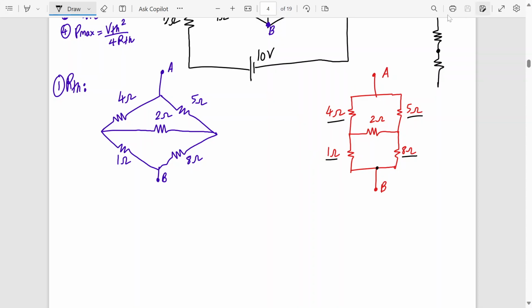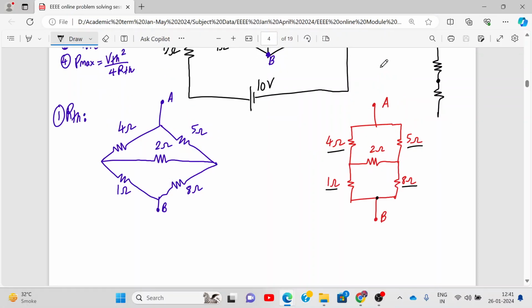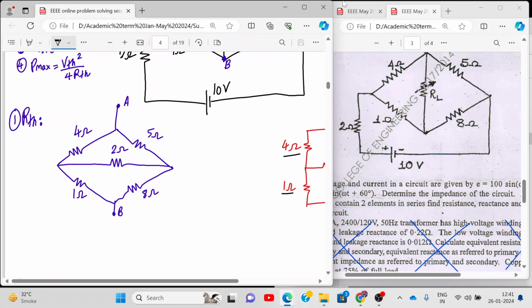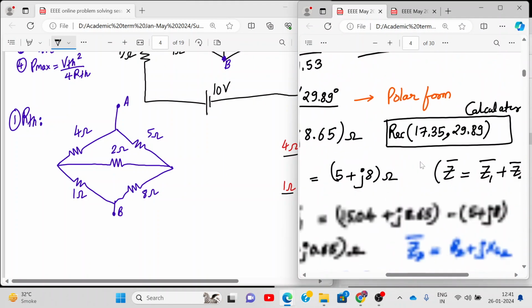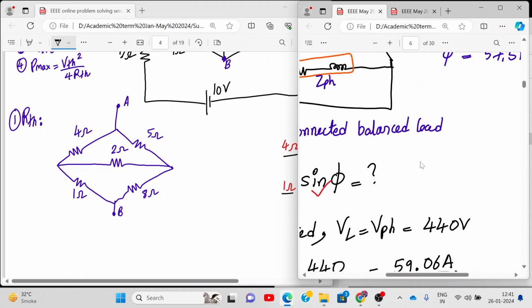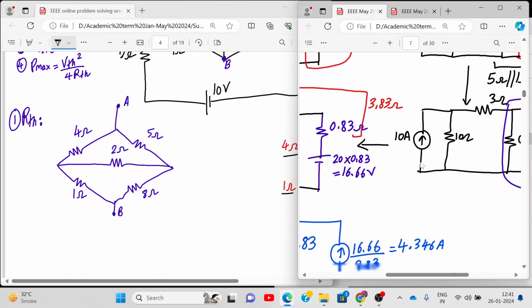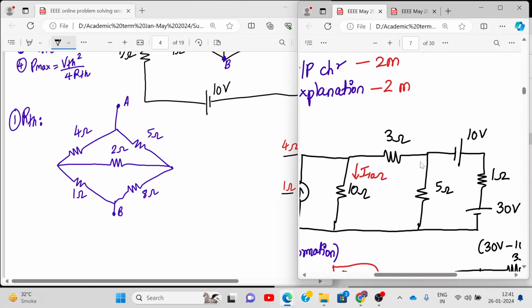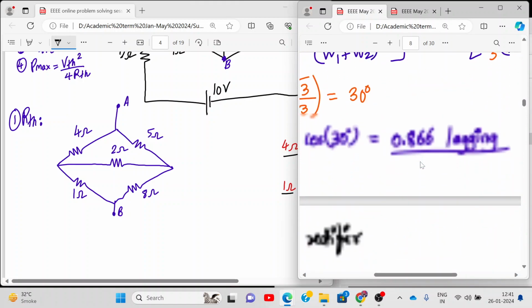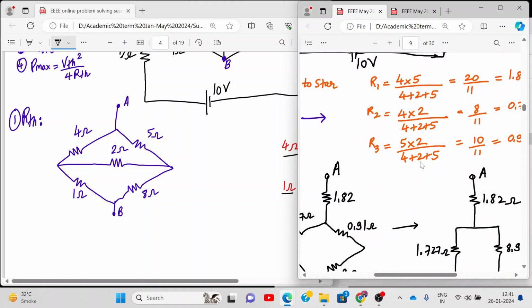Yes or no? Students, come on. We have to solve other numericals also. Yeah, let me know.